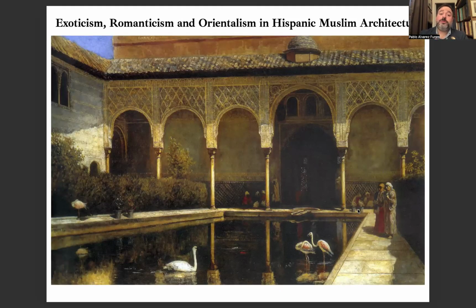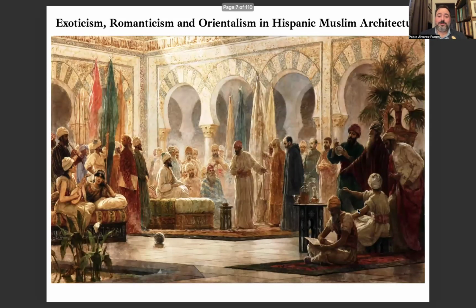So the first thing we need to consider here is the concept of exoticism, romanticism, and Orientalism in Hispanic Muslim architecture. The first thing that comes to our mind are these exotic views with everyone dressed in Arab gowns. The Alhambra is like a paradise, and it's so nice. It's a feast for the senses. The water, the flowers, the smell, it's all that. That's the voluptuous and the romantic character of Islamic architecture.